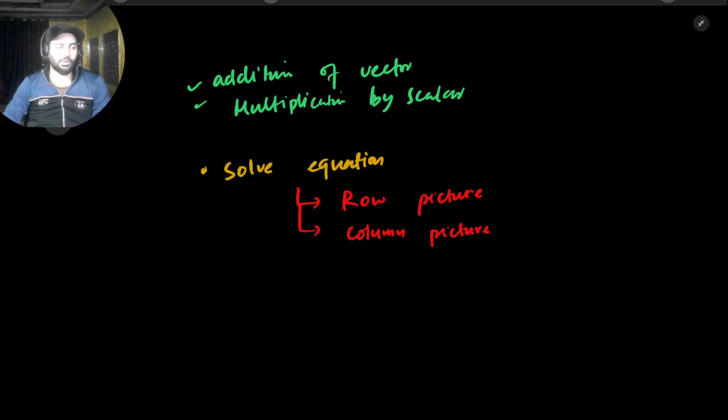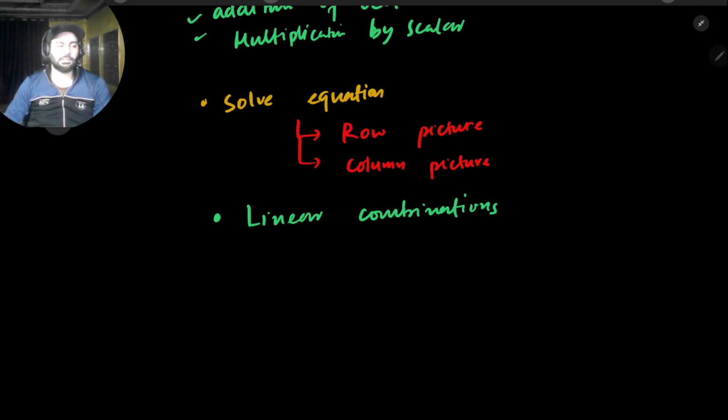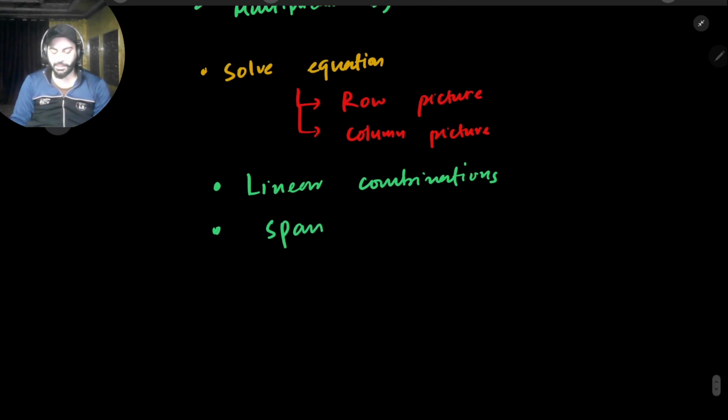Then what we saw is, okay, row picture, column picture, yes we saw that. And then we started with the linear combinations. Okay, then we saw what linear combinations are. After that, we saw the definition of what is a span. Okay, what span means. Then we saw what is the meaning of linearly dependent and linearly independent. Linear dependence, we'll call it linear dependence.